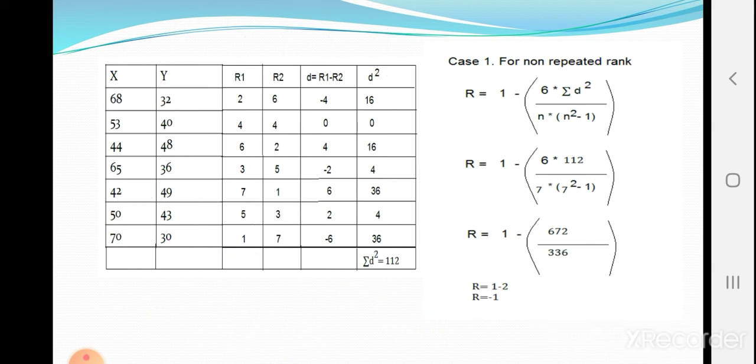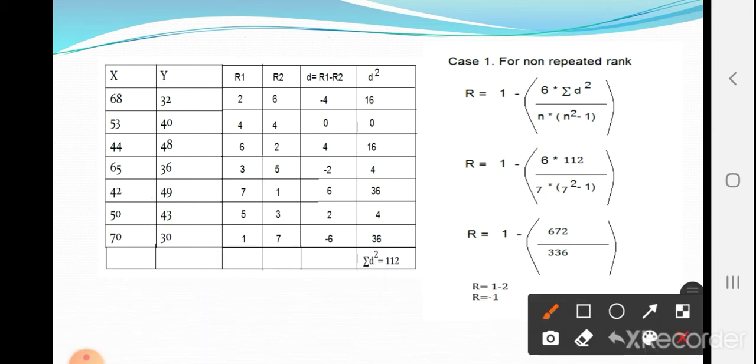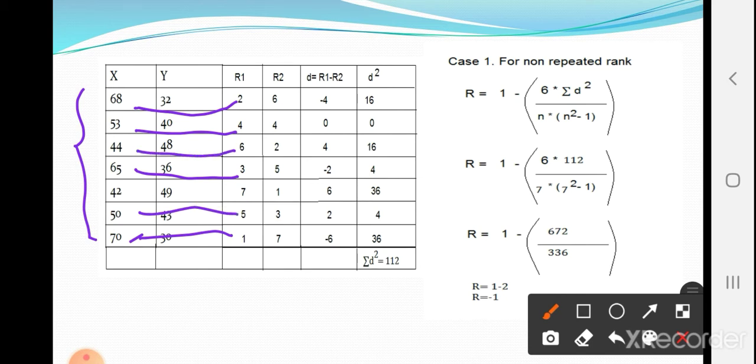So give the ranks first for the x variable. Give the rank from highest to lowest value or lowest to highest. So here in the x variable, which one is the highest value? 70. So give the first rank to the highest value. Then second, 68, give the second rank. Then 65, give the third rank. Then 53, the fourth rank. Then for 50, the fifth rank. Then for 44, it's the sixth rank. And the last, 42, is the seventh rank. So this is the R1.